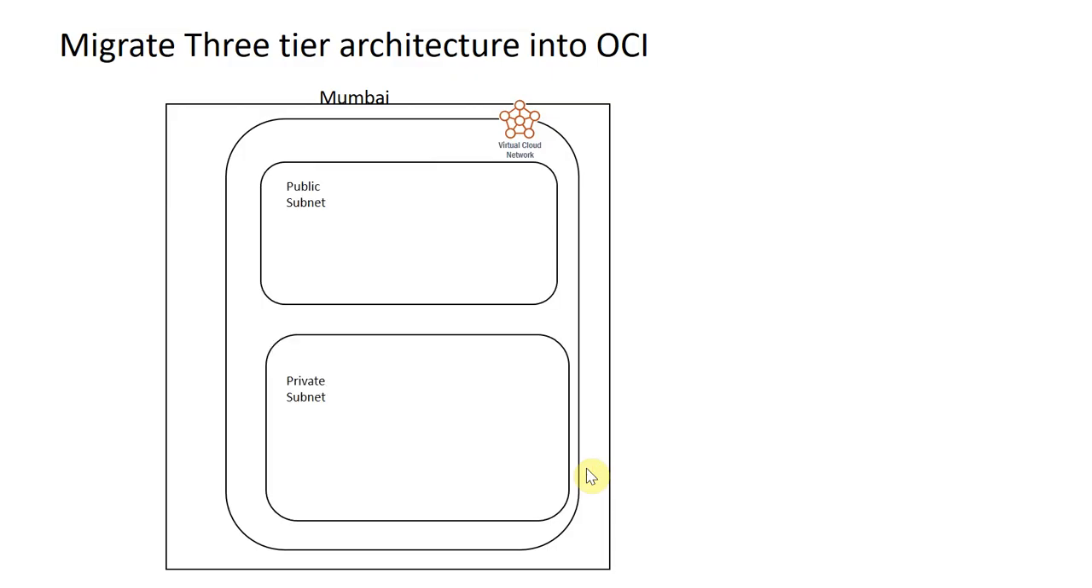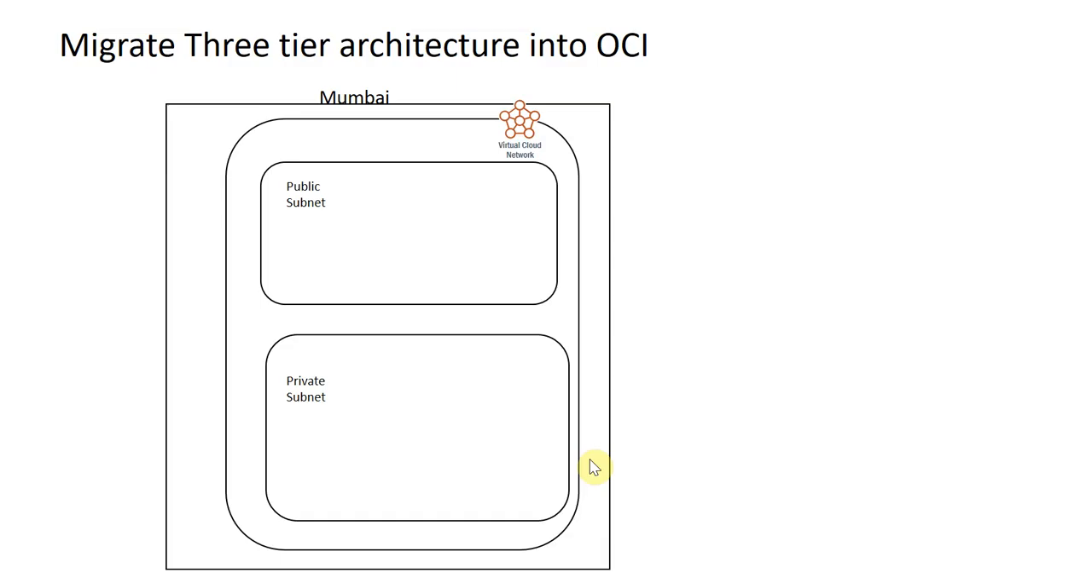The subnets are the small groups of the VCN, virtual cloud network. It will have a small CIDR range, that is a subset of the CIDR range we have allocated to the VCN. We have two kinds of subnet, public and private. The public subnet will have the public IP as well as the private IP. The private subnet will have only the private IP.